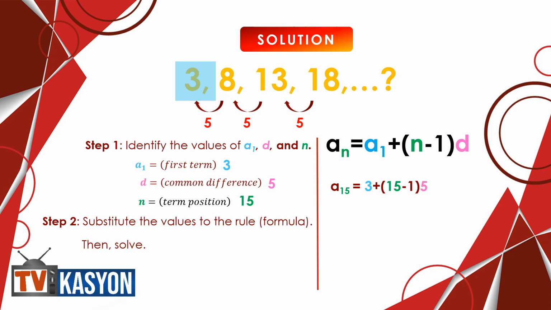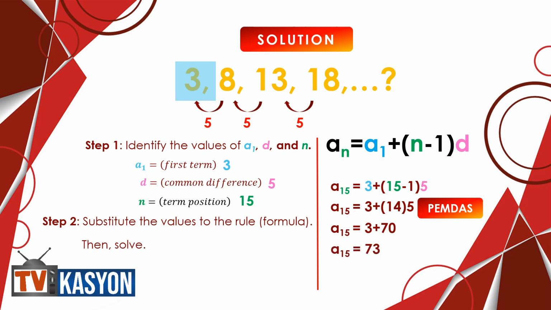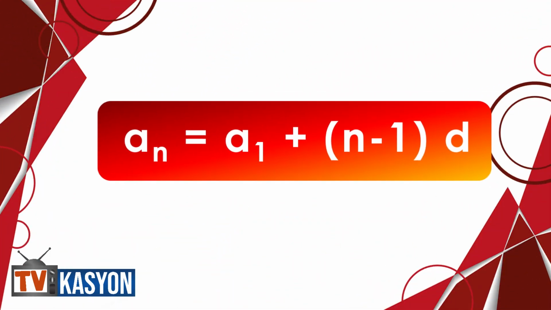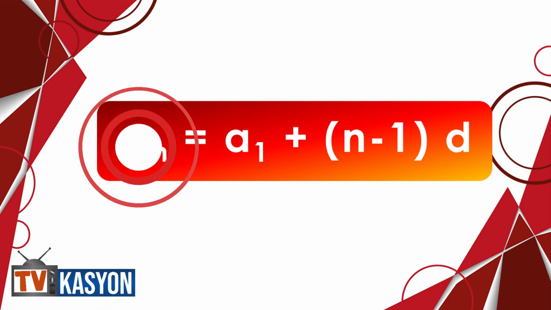Plugging the values and following the order of operations termed as PEMDAS, what do we get? We get a sub 15 equals 73. Therefore, the value of the 15th term of the arithmetic sequence 3, 8, 13, 18 is 73. Using the formula a sub n equals a sub 1 plus the quantity of n minus 1 times d in finding a particular term in an arithmetic sequence is literally way better than going through each term one by one.